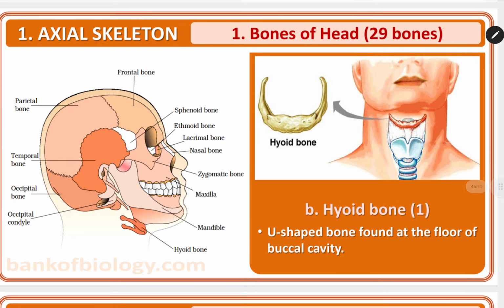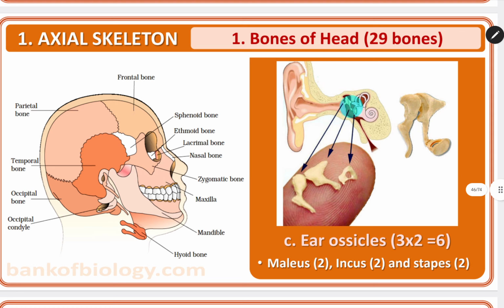Now, the hyoid bone, you can see it present here in this portion. Hyoid bone is a U-shaped bone found in the floor of the buccal cavity. Ear ossicles, 3 into 2, 6 in number. Malleus bone, this one. Incus, this one, and the smallest bone of our body, stapes.